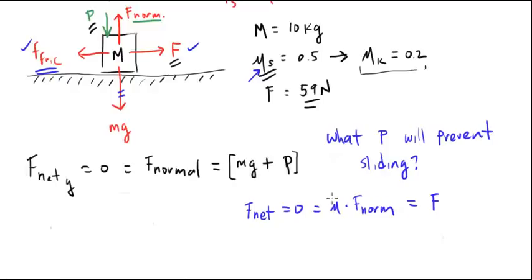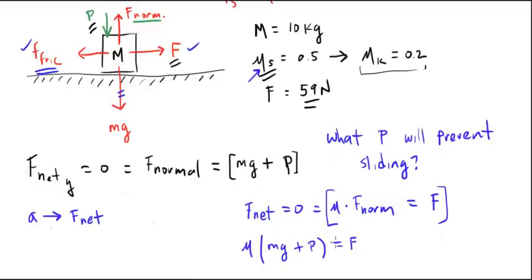So let me rewrite that, right? This is our situation. Okay, F net is 0. How do I know F net is 0? If a is 0, that means that F net must be 0. So the frictional force, the retarding force here, must be equal to F. So what is that going to look like? Well, that means that mu times the normal force. What's the normal force? We just said mg plus P must equal F. So what must P be?